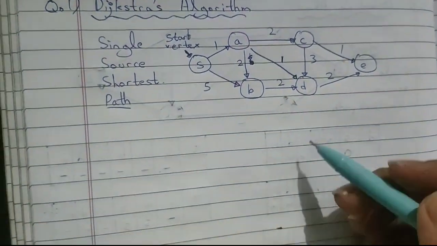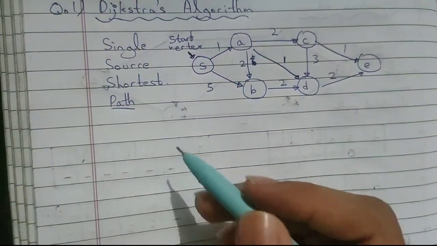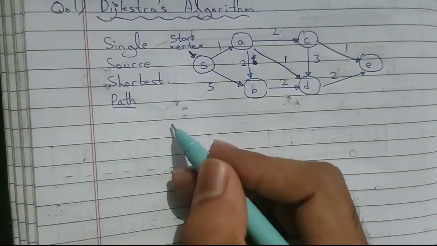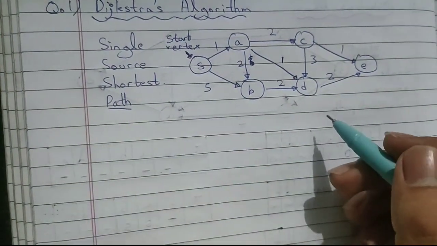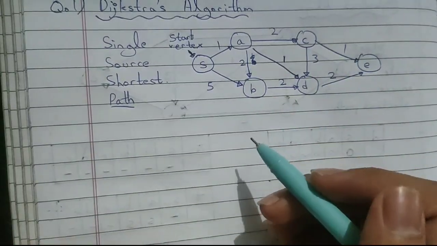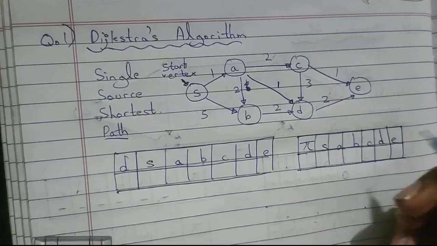Okay. So in order to begin, first we need to make two tables, a D table and a pi table for all these vertices. I'll just make that and be right back.